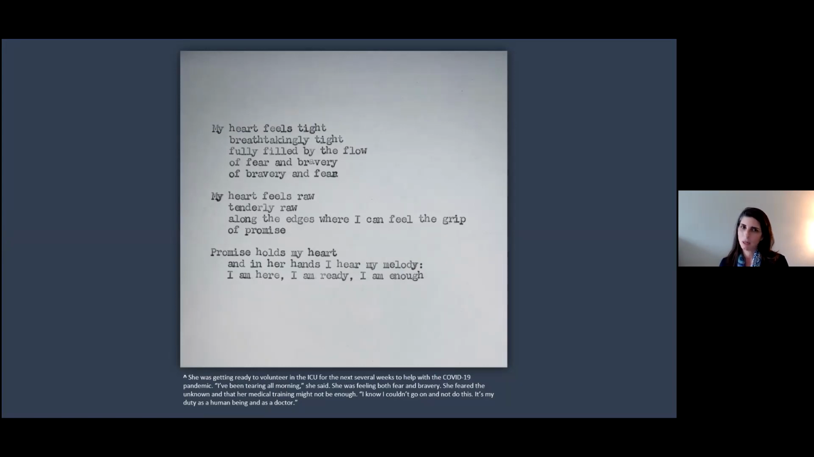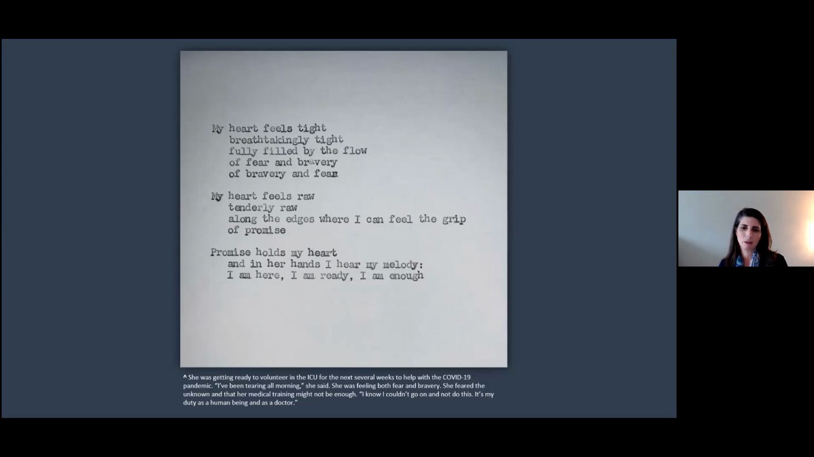So that's just one example of the work of a good listening poet. And this was crafted after a listening session by an ICU physician as she was facing COVID-19, of course. And as you see at the bottom, she says, "I have been tearing all morning." She was feeling both fear and bravery. She feared the unknown, that her medical training might not be enough. This is a quote, "I know I couldn't go on and not do this. It's my duty as a human being and as a doctor."